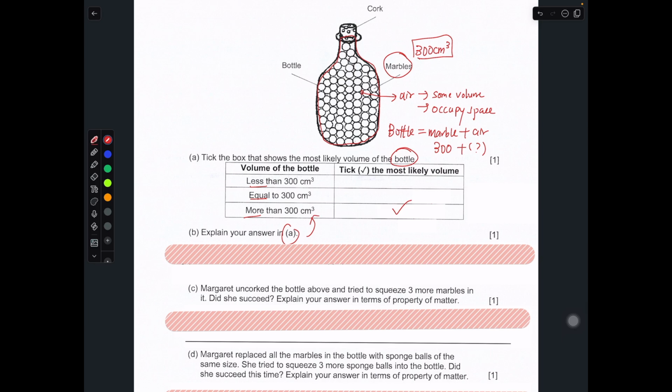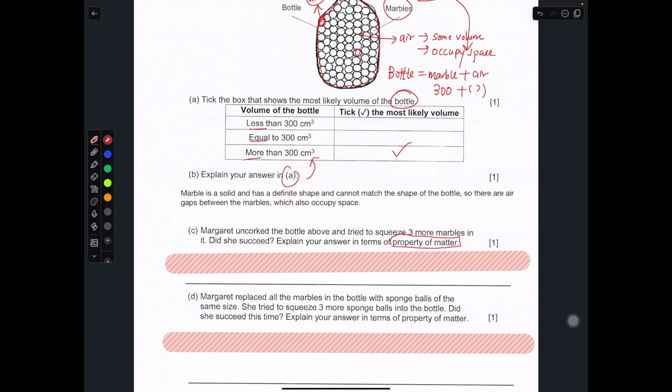Okay, put a tick over here is mainly because the marble itself is solid, has a definite shape. I'm trying to use the property of matter to explain this, and because of it having a definite shape, it cannot match the shape of the container, or the bottle itself. So there will be air over here. This air occupies space as well. Okay, therefore the answer must be more than 300.